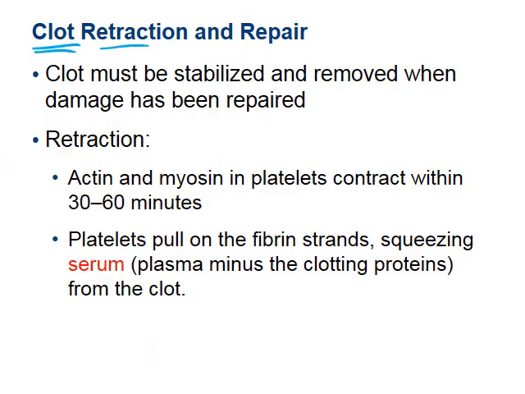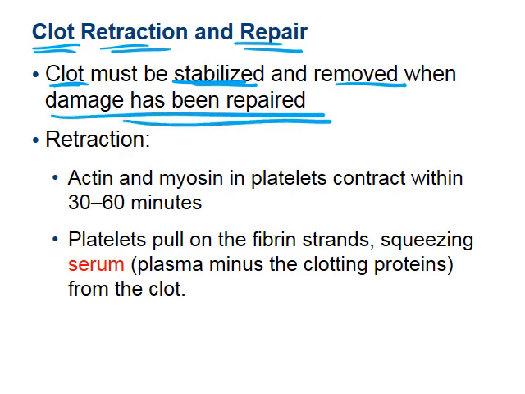Now we get to talk about clot retraction and repair. So we've formed a clot, so what? The clot must be stabilized and removed once the damage has been repaired. Imagine if you left a clot build up inside all of your blood vessels. If I said these vascular tears are happening all the time, you'd have a lot of clots remaining. So you're going to do the step number 1, which is the vascular spasm. Then you're going to do the platelet plug formation.